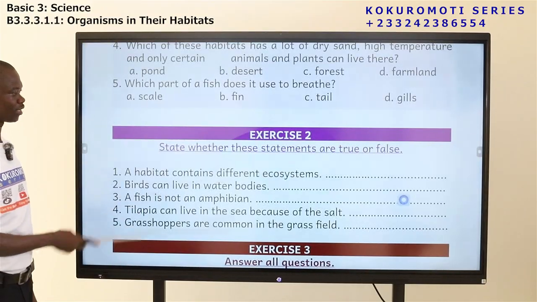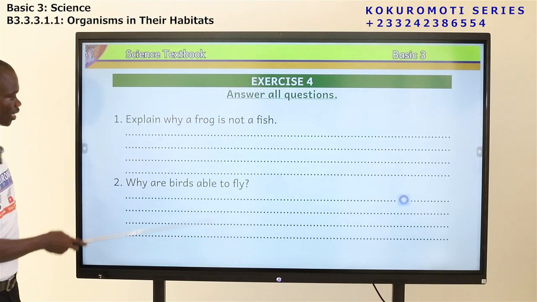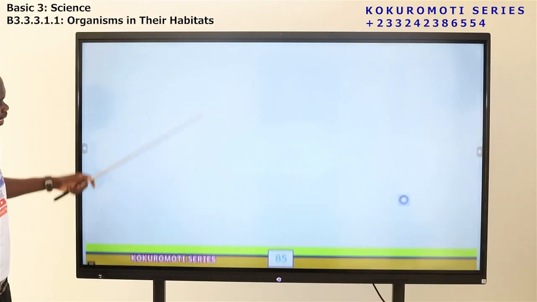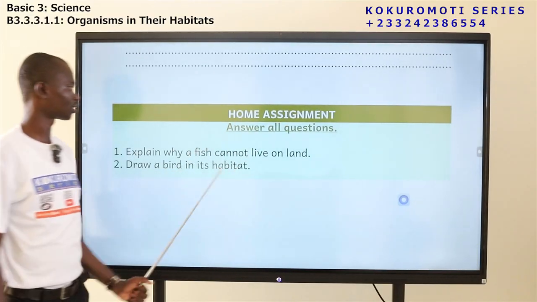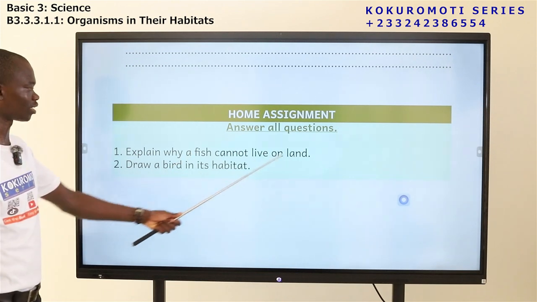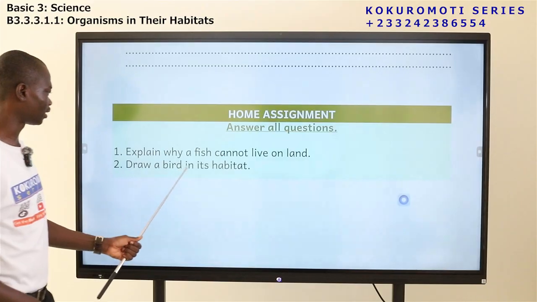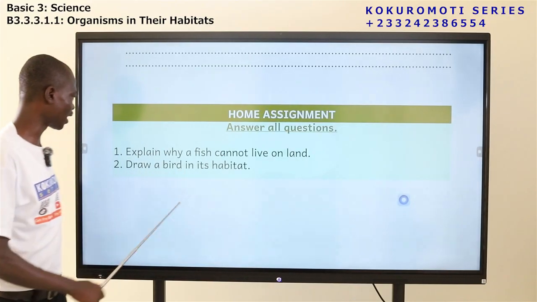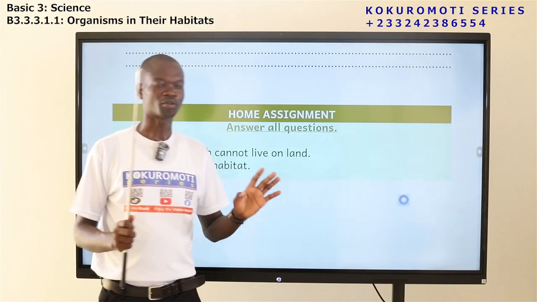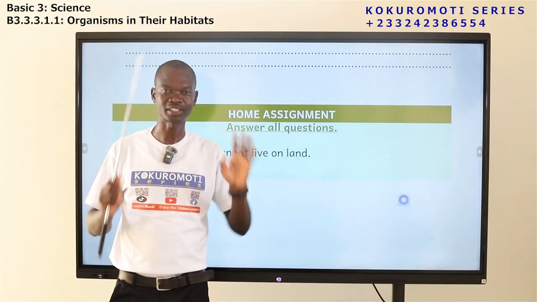We have exercise 2 here. We have exercise 3 here. Exercise 4 is here. Take your book and do them for me. Then the last one, which is the home assignment, you are to answer all. The first one says, explain why a fish cannot live on land. I have explained them to you. The second one, draw a bird in its habitat. So you draw a bird and the place where it lives.